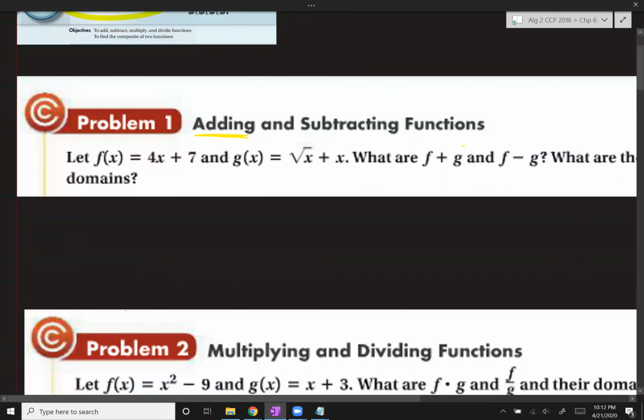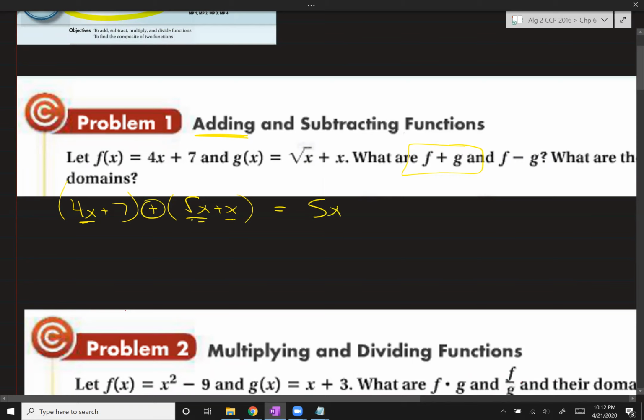So first thing is function notation. It means I want to take f of x, which is 4x plus 7, and I want to add to that the square root of x plus x. I'm going to use parentheses here just showing that we're doing substitution, so it's not a big deal. After that, I have 4x and an x, so that makes, by addition, 5x.